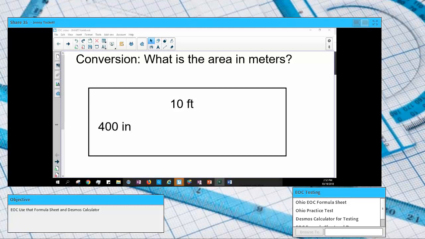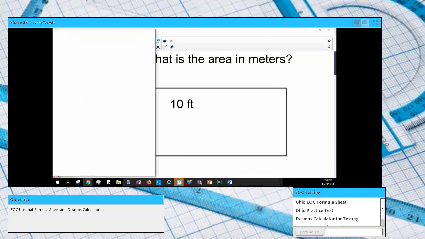For instance, here is a problem. It's asking for the area in meters. It's given us information in feet and inches. So what could the formula sheet do to help me? Well, let's take a look.